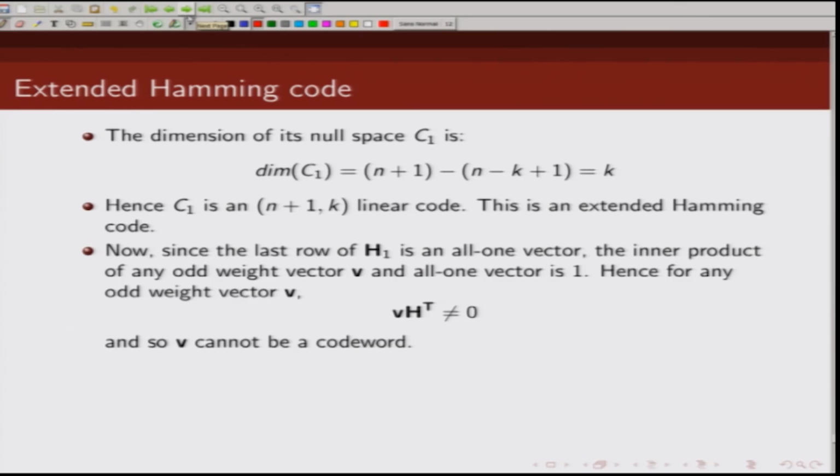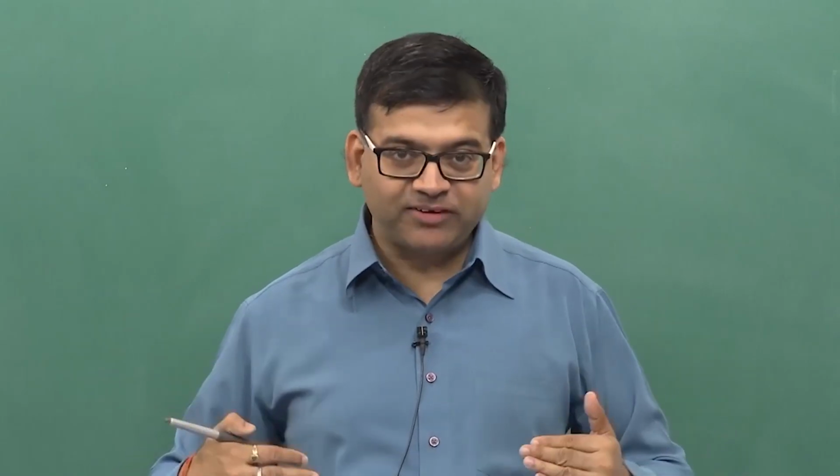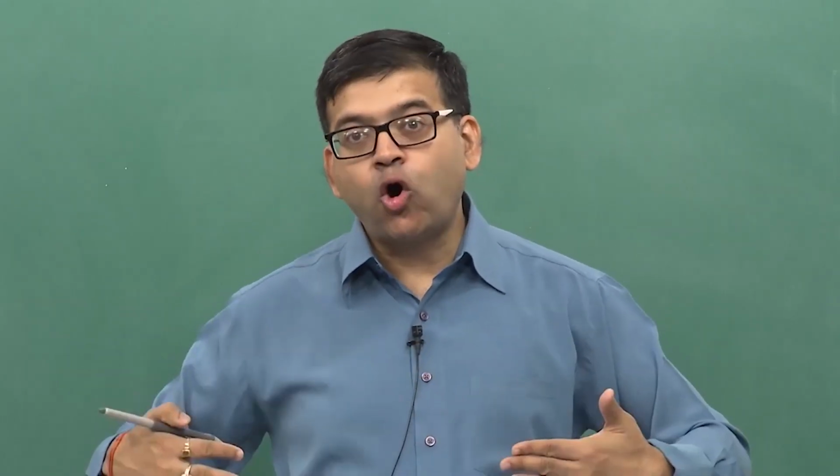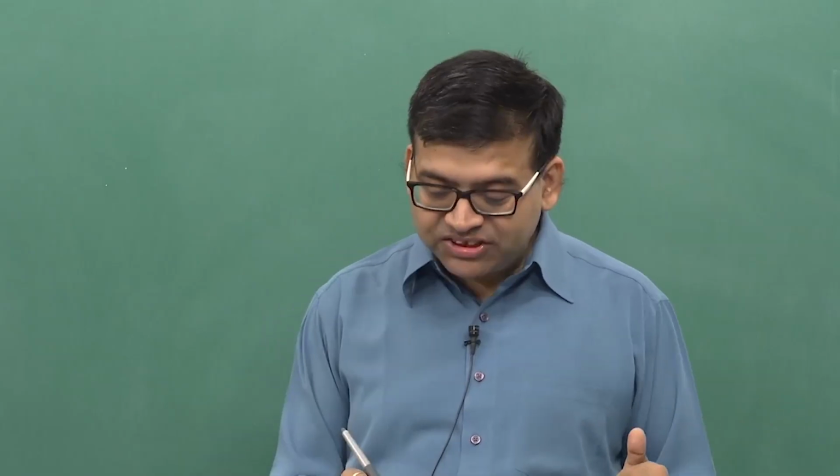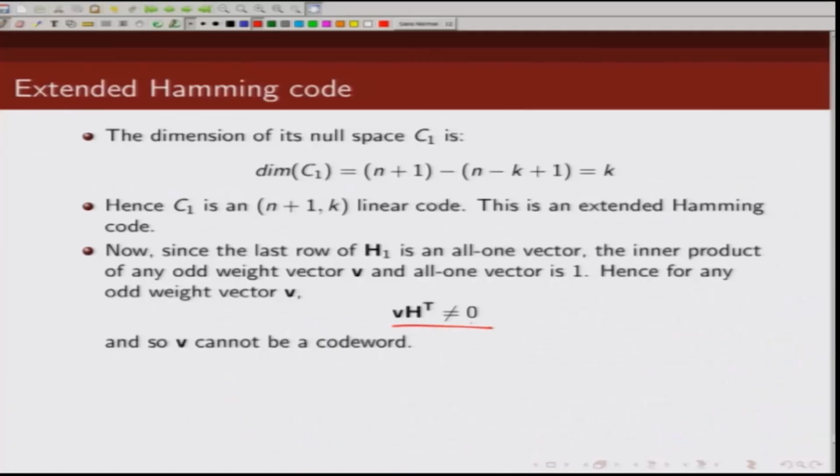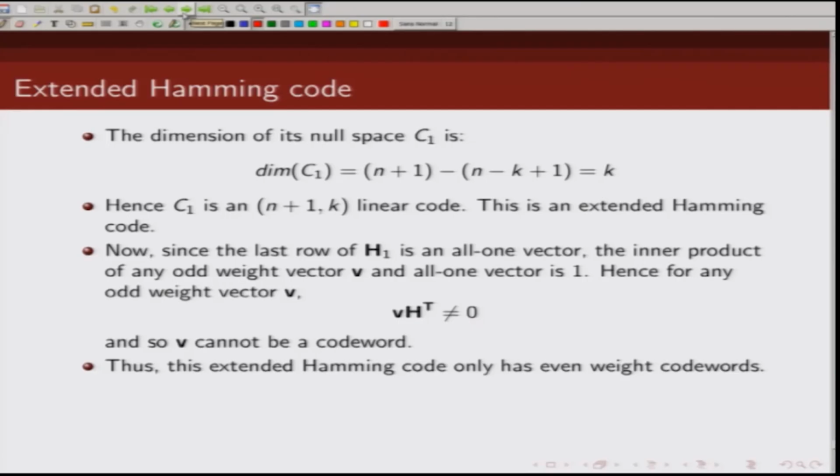And again we can see that the extended Hamming code will have only even weight code words. That is because the last row of the parity check matrix contains all ones. So, V H transpose cannot be 0 if V has odd weight. So, the minimum distance of the extended Hamming code is 4.